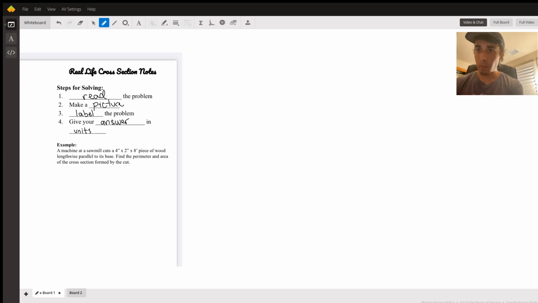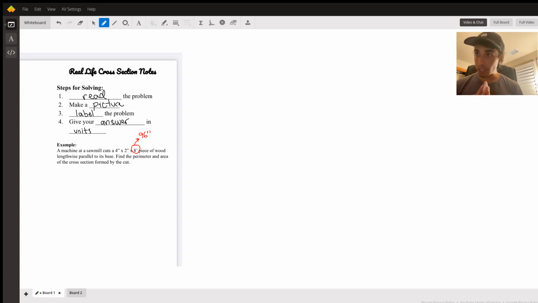All right. So it says, a machine at a sawmill cuts a 4-inch by 2-inch by 8-foot piece of wood, lengthwise parallel to its base. Notice that this is feet, not inches. I would go ahead and convert that into inches. Remember, there's 12 inches in a foot, right? So 8 feet would be 8 times 12, which is 96 inches.